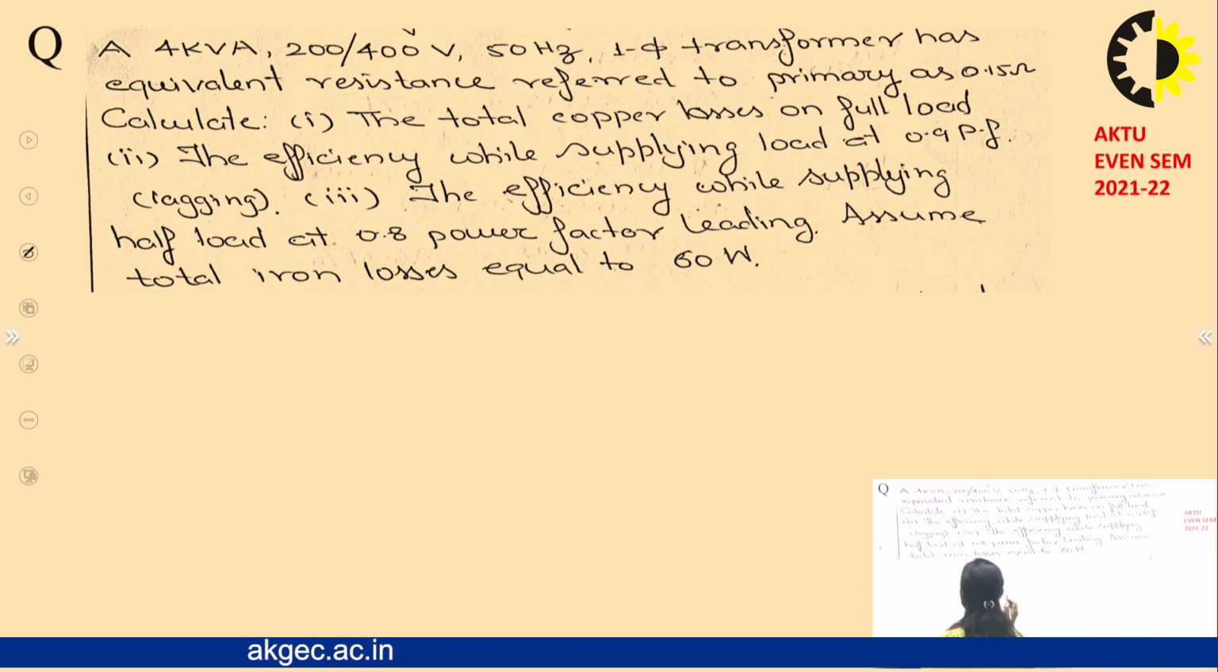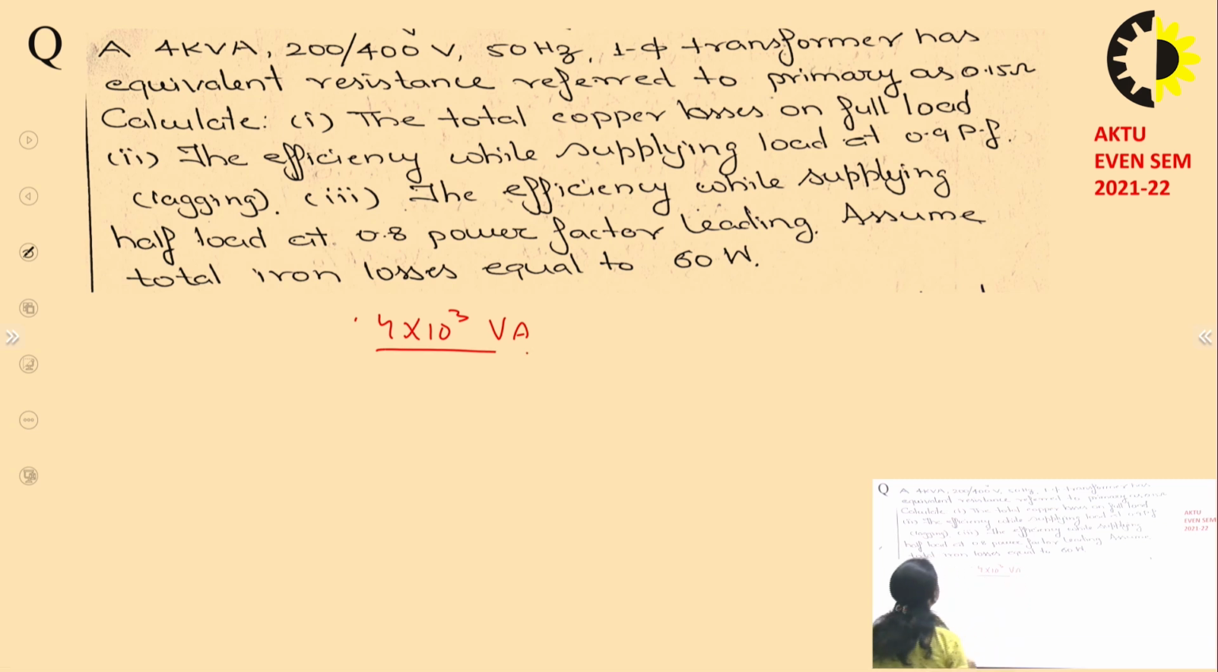The rating of transformer is given, that is VA rating is given 4 into 10 power 3, right? Then the ratio, primary to secondary, is given: V1 is given 200, V2 is given 400, and equivalent resistance referred to primary, R1, is given. R1 and R2 are not given separately here. Here it is given equivalent resistance referred to primary, that is R1, which is equal to 0.15 ohm, right? So you have to calculate total copper loss.